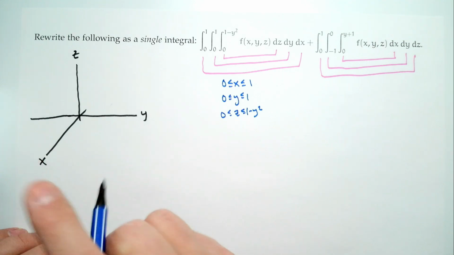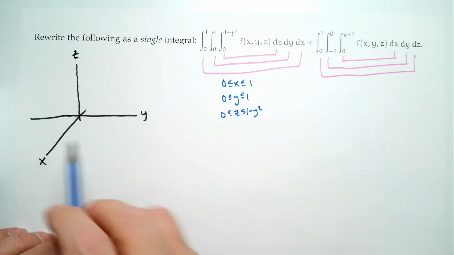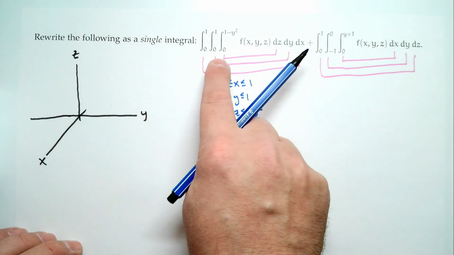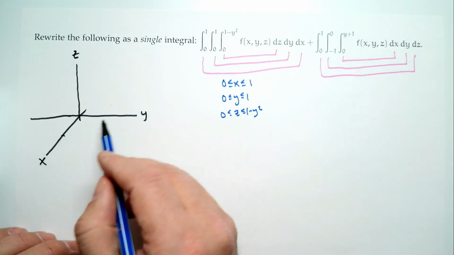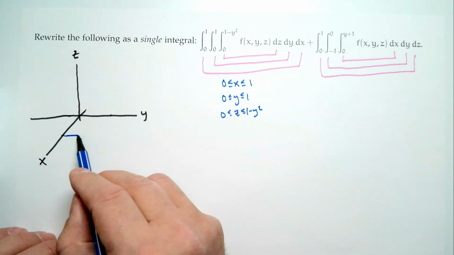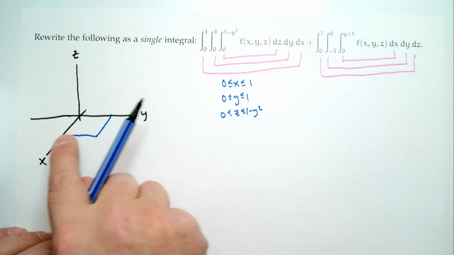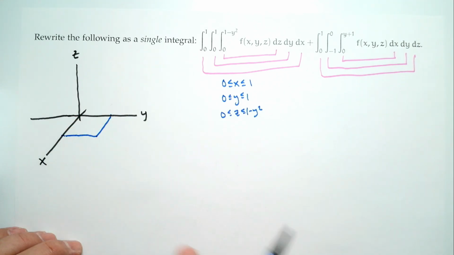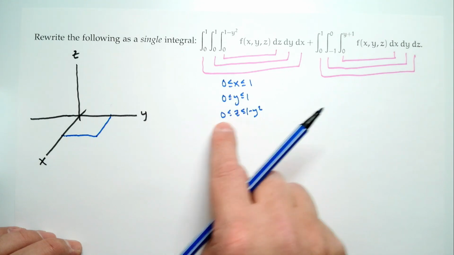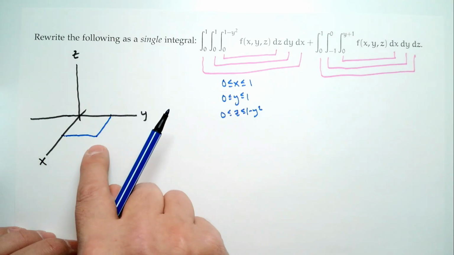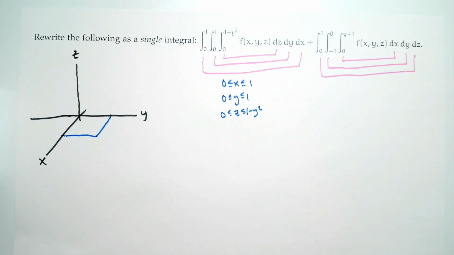So in terms of x, y, I can think of my first two outer layers as being the xy plane, and that would correspond to a square down here. So that's 0 to 1 for x, 0 to 1 for y, a nice square. Now, where does z go from? It goes from 0, which is the xy plane. So I start on the xy plane, and I go up to 1 minus y squared.